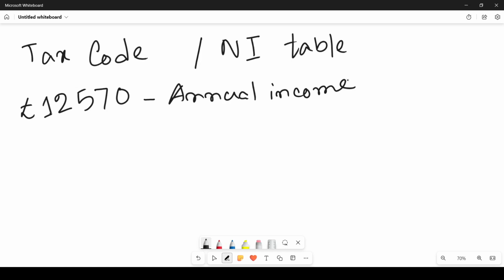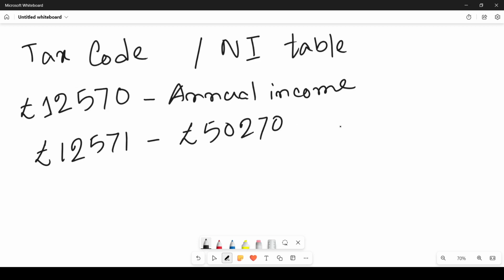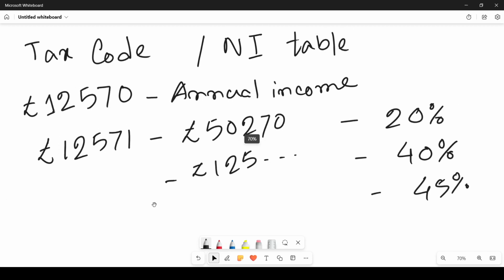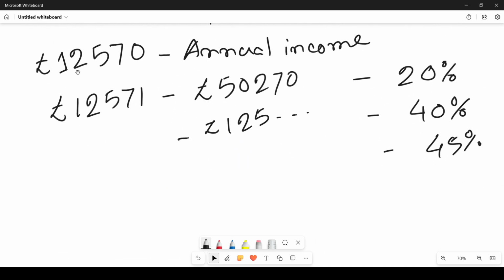But if you earn more than that, then you have to pay, from 12,571 to, I think it is 50,270, you need to pay 20%. And after that, if you cross this threshold, I think from 50,271 till 125,000 something, it is 40%, and even above that it goes to 45%, straight on everything. So that's a different thing. Okay, so this is basically your personal allowance.